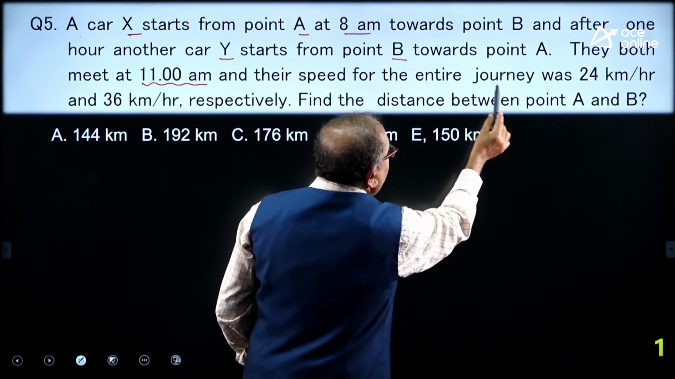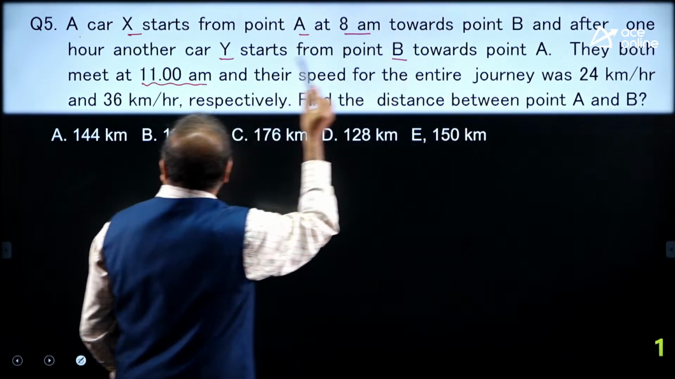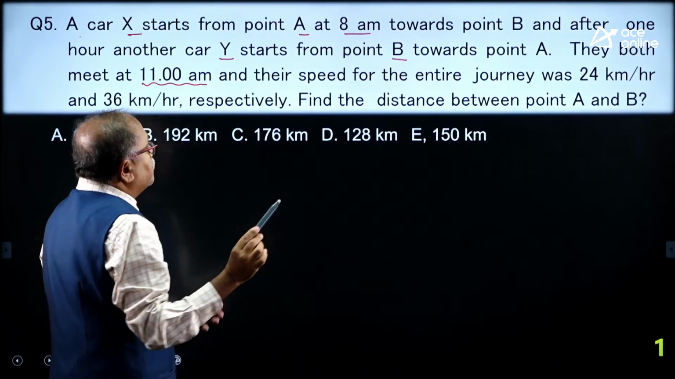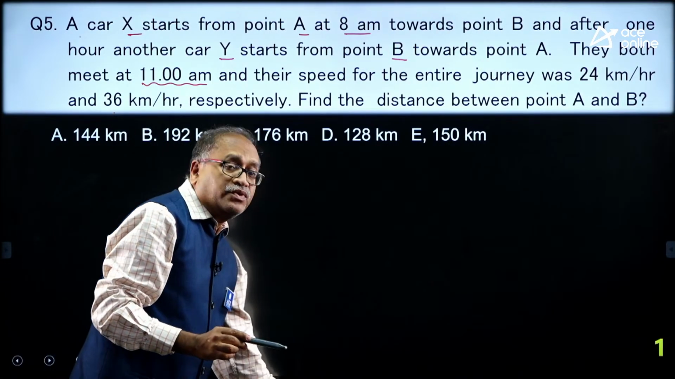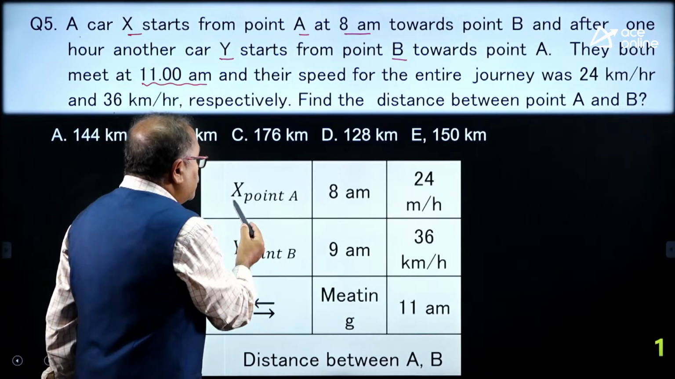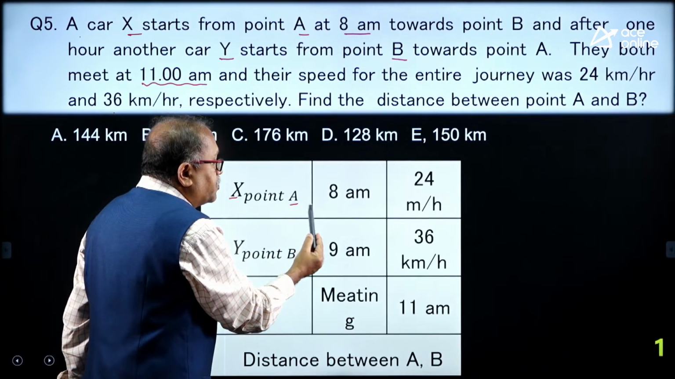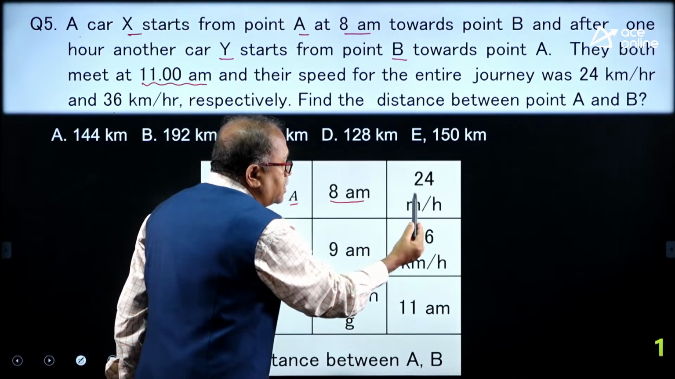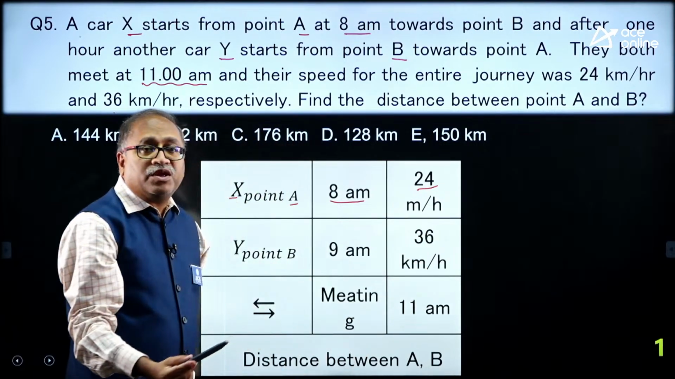Their speed for the entire journey is 24 kilometer and 36 kilometer per hour. Find the distance between them. So, it is an easy question if you are understanding that. Car X starts from point A at 8 a.m. with a speed of 24 kilometer per hour.